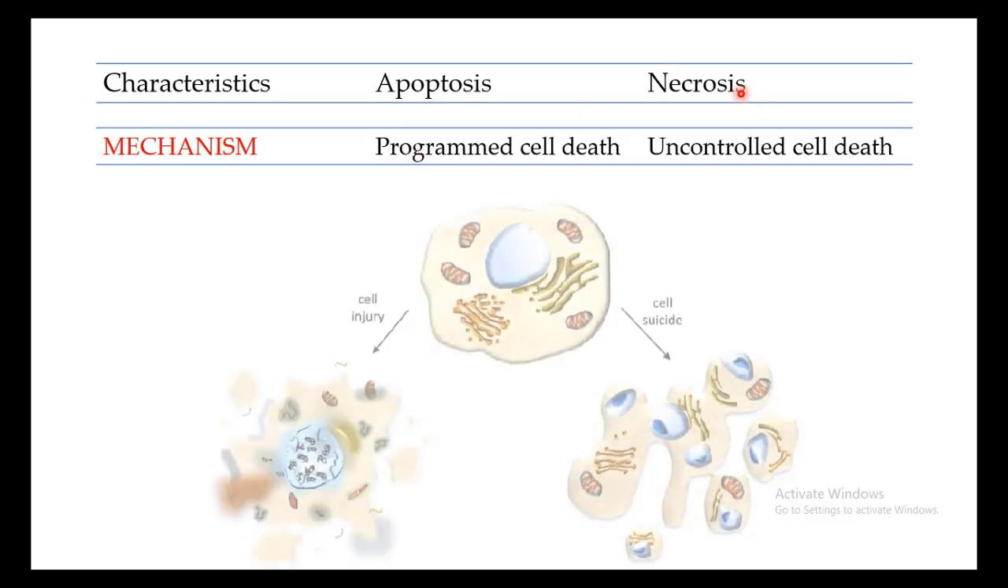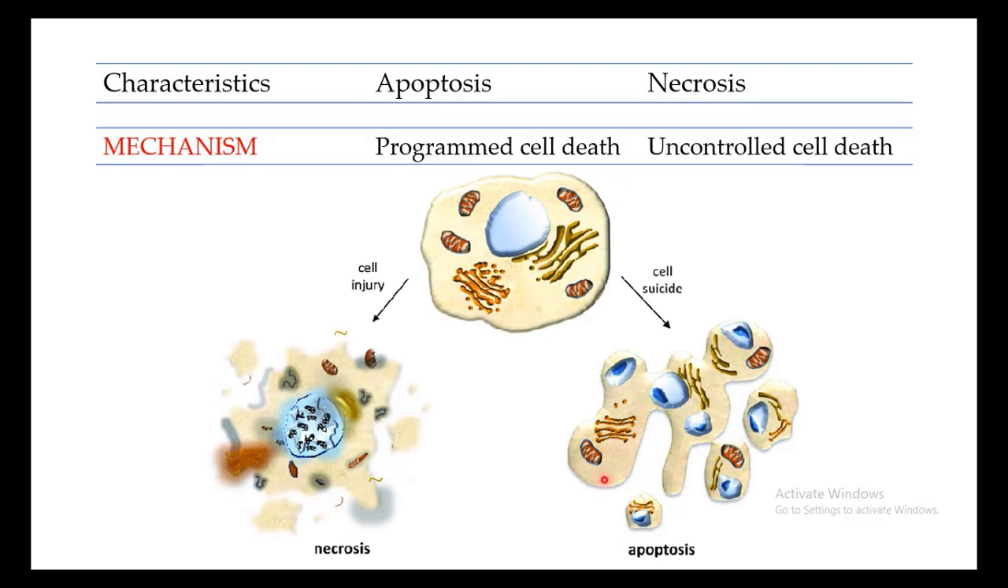For example, if this is a cell and if it goes through the process of apoptosis, you can see that this particular cell is going in a very programmed manner to be removed from the body without affecting the surrounding tissue. If the same cell goes through the process of necrosis, you can see the chaos over here. It is spilling everything around and it is going to damage the surrounding tissue. So this is one of the major differences between apoptosis and necrosis.